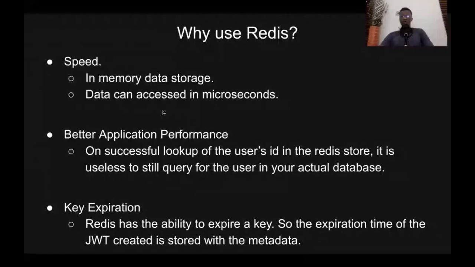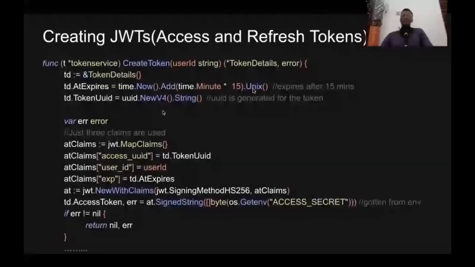Code examples. The first one is, let's say I can create a JWT. So this is the function that creates the JWT. It's called create token. Let me point out a few things here. The first one is we are creating two tokens here actually. The first one is the access token. You can see here we gave it 15 minutes of expiration, so it expires after 15 minutes.